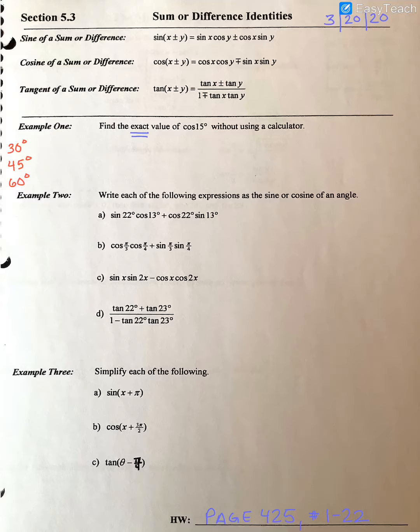I was going to go with 45 minus 30 is 15. However, if you want to be more challenging and try your own, you could also do 60 minus 45. They'll both end up at the same answer in the end. It'll just look different in the middle steps. So the first thing I'm going to do is take this cosine of 15 degrees and rewrite it as cosine of 45 degrees minus 30 degrees. As I said, you could just as easily use 60 minus 45. Okay, so now we're going to apply our identity from above.